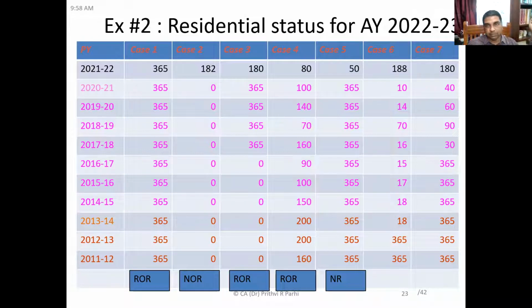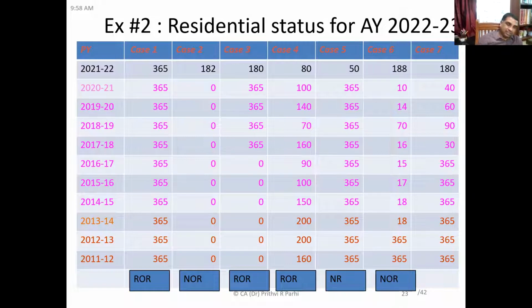Case 6. Sir, resident. Resident, but I want to know whether he's an ordinary resident or not an ordinary resident. That answer also I want. Not ordinary resident. Why not ordinary resident? Because it is not fulfilling the condition of 730 days. 730 days is not complied with. So we need not check the second condition, because additional conditions are joint conditions. Both the conditions have to be satisfied. If one is not satisfied, we need not check the second one. So he is a resident, but not ordinary resident.